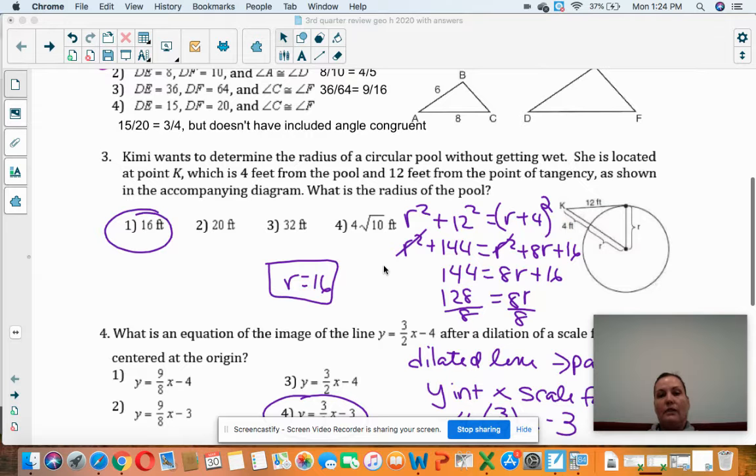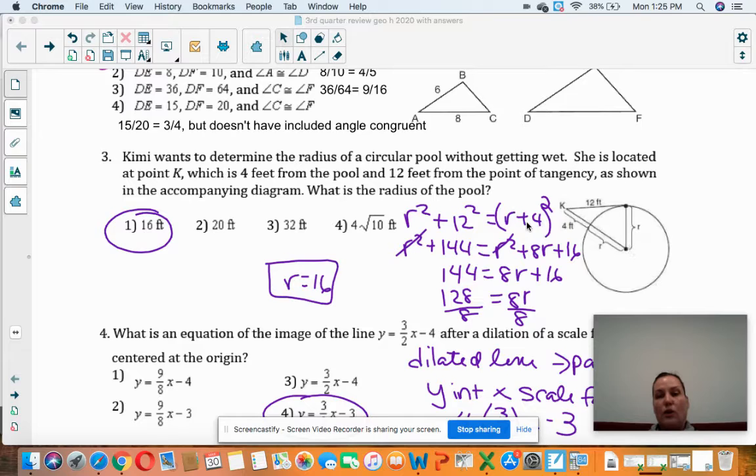All right, 3 is a circle problem. I have a tangent and a radius. Remember, a tangent and a radius are perpendicular, so this is a right angle right here, and I'm going to use Pythagorean theorem. So r is the radius, this is r, which makes this whole hypotenuse actually r plus 4, so you got to be careful. So r squared plus 12 squared equals (r plus 4) squared.